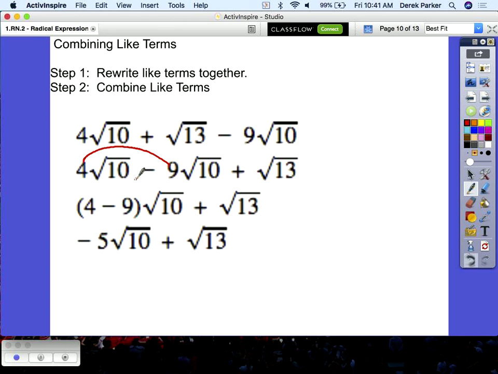Now, as you can tell below here, I've placed these in parentheses. Here's the reason why. That square root of 10 is kind of like when you're adding and subtracting fractions. You do not combine the denominators. Same concept here. When you're adding and subtracting with radicands, those radicands just stay the same. You don't mess with it. So I combine 4 minus 9, I get negative 5 square root of 10 plus the square root of 13. As you can tell, I didn't do anything with this. The reason why, it was an unlike term. There was nothing I could combine it with.